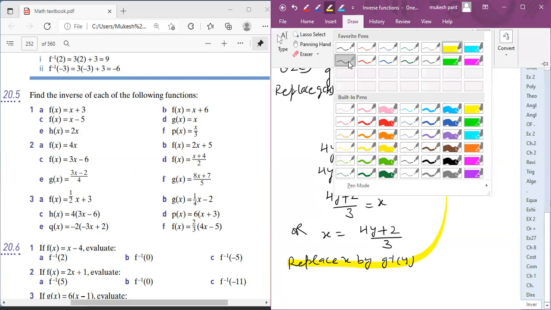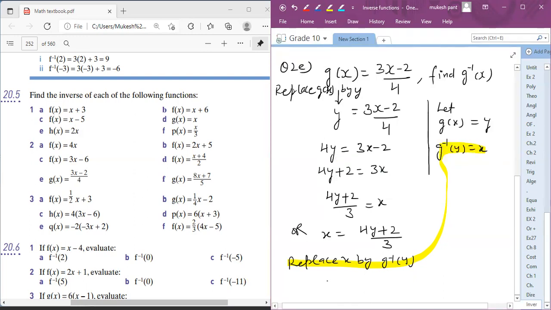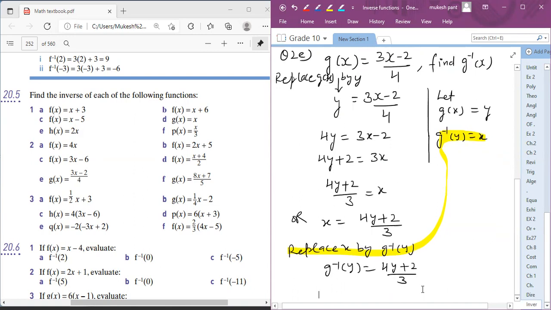Then g inverse y equals (4y + 2)/3. Okay, g inverse y equals (4y + 2)/3. So if it is true for y, it should also be true for x. So therefore you replace y by x.